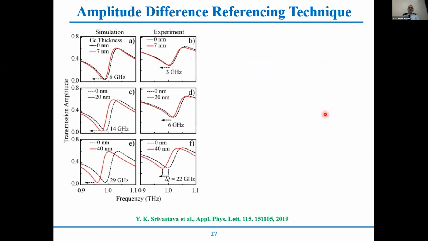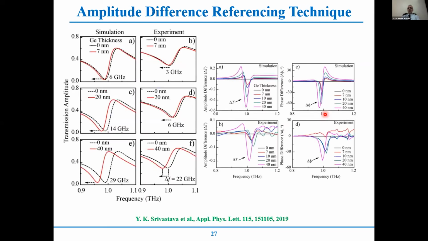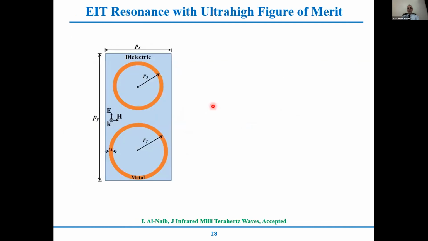Experimentally, this has been shown, and they could show in this paper that even 7 nanometer of germanium was basically able to be sensed, which is an amazing result based on the fact that they used the amplitude difference from the proposal that we had in the previous slide.